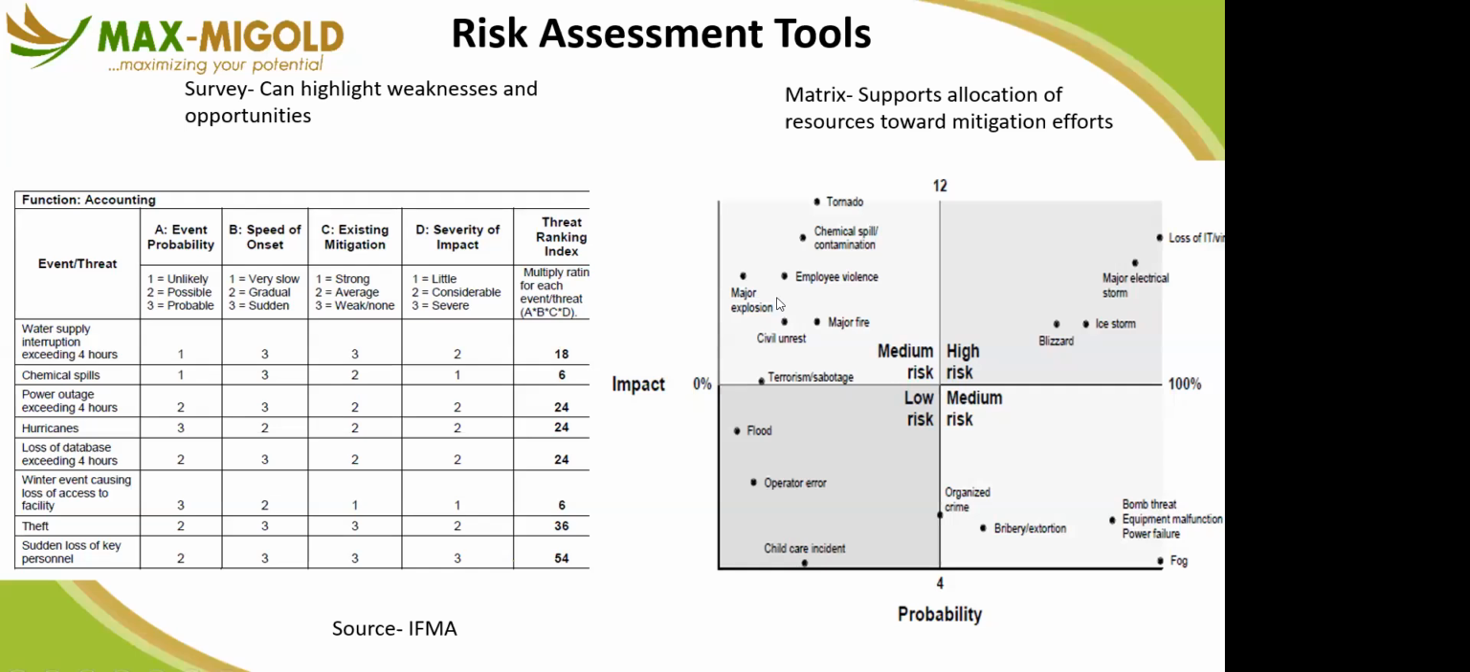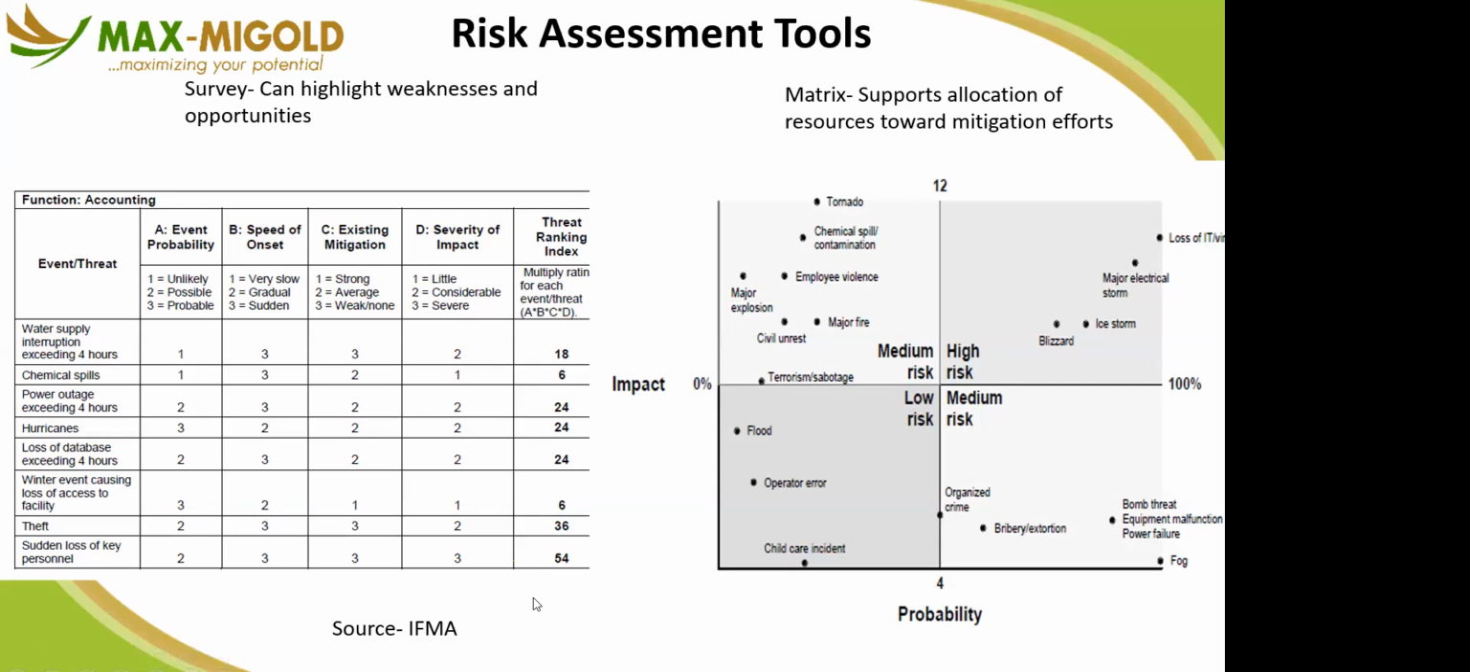All right, and here they said there could be a water supply interruption, which could be more than 4 hours. There could be a chemical spill, even though they don't actually handle chemicals, but of course some may be stored in their store. Power outage, loss of database, theft, then sudden loss of personnel.